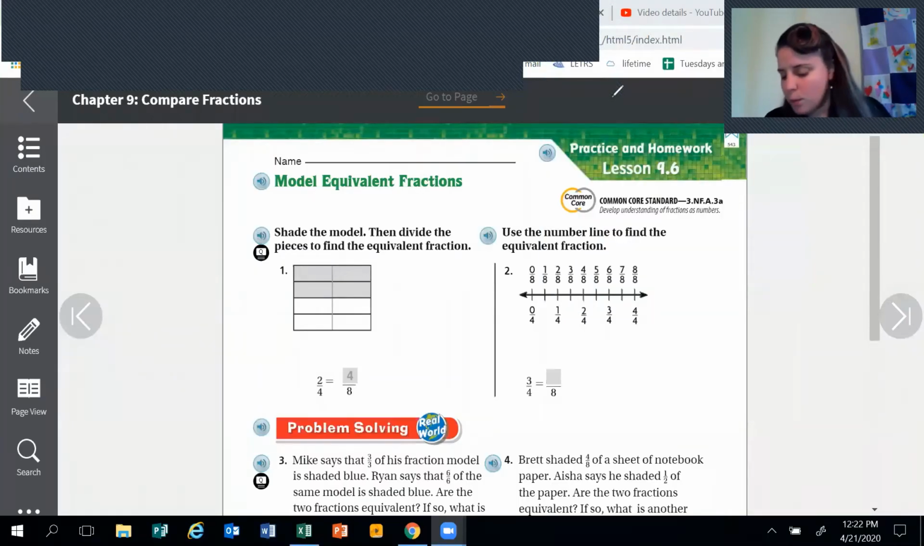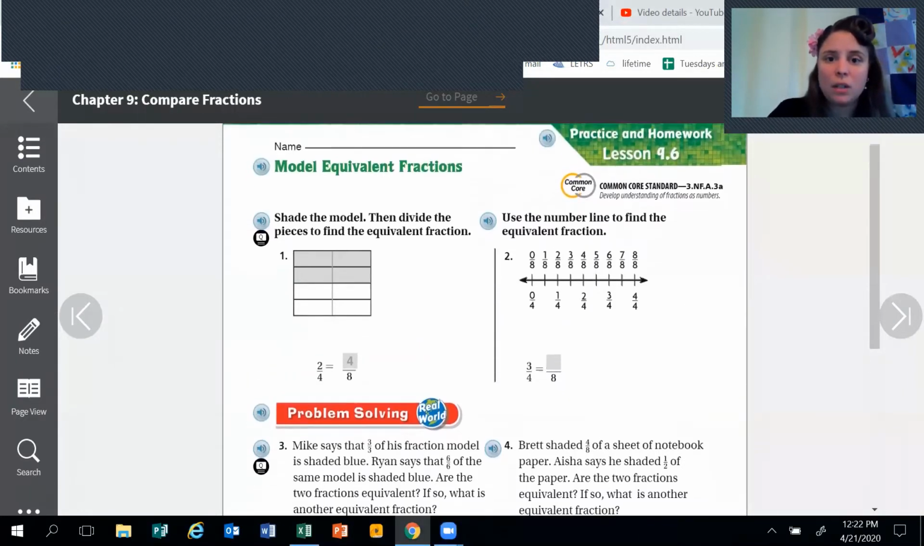Hey guys, so today we're going to model equivalent fractions, which is very similar to what we did yesterday. We did it on a piece of paper, and now we're just going to expand our knowledge of equivalent fractions. You remember, what does equivalent mean? Equivalent means equal or the same, okay? So we're going to do a little bit more practicing.